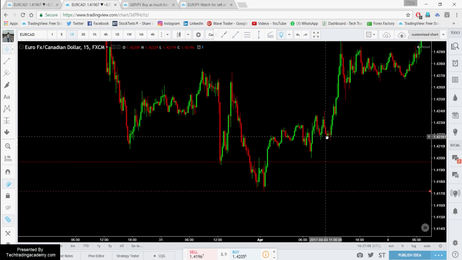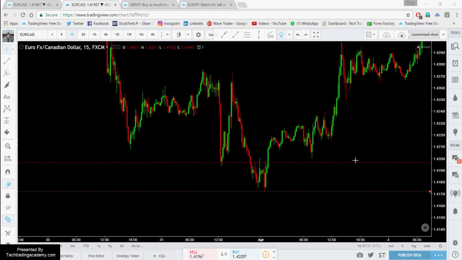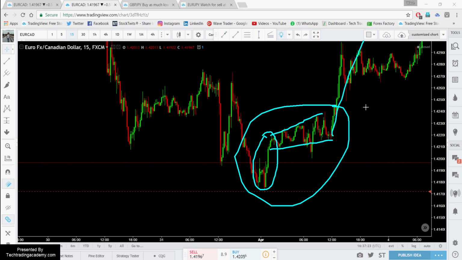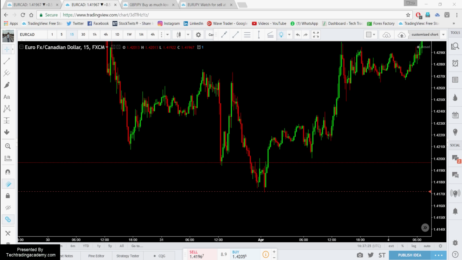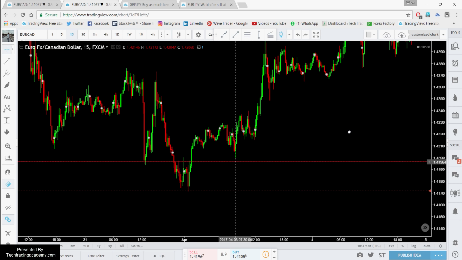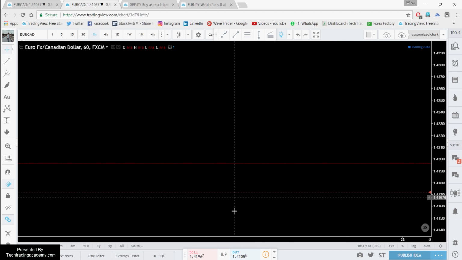All right, and if you see this kind of price behavior, it will tell you that it is not going to break down, it is going to reverse into the other direction. Okay, price repeats this price behavior again and again. I hope you guys understand that.